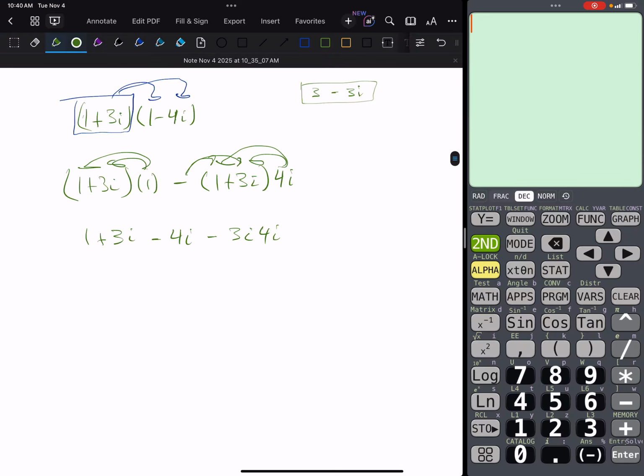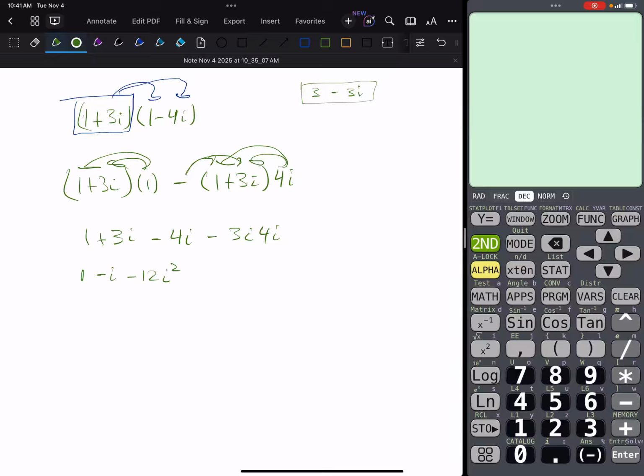Okay, well, I have like terms here. I don't have like terms here because that's i squared. That's something else. But what do I have? I have 1 minus i minus 12i squared. If you can't read my writing, it's an i squared.